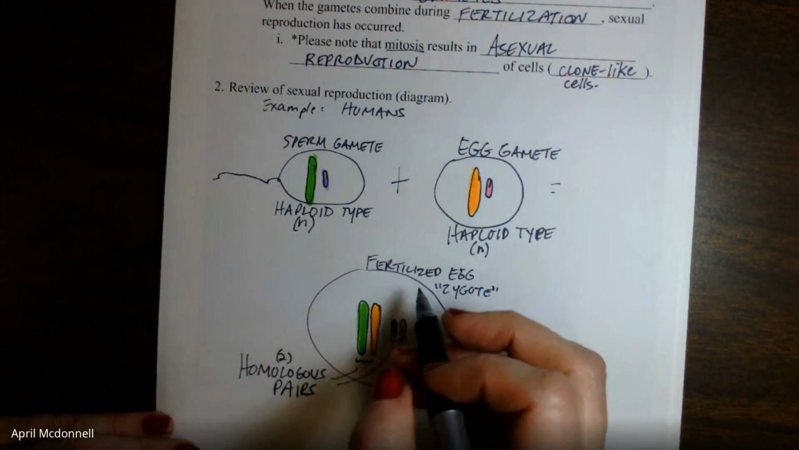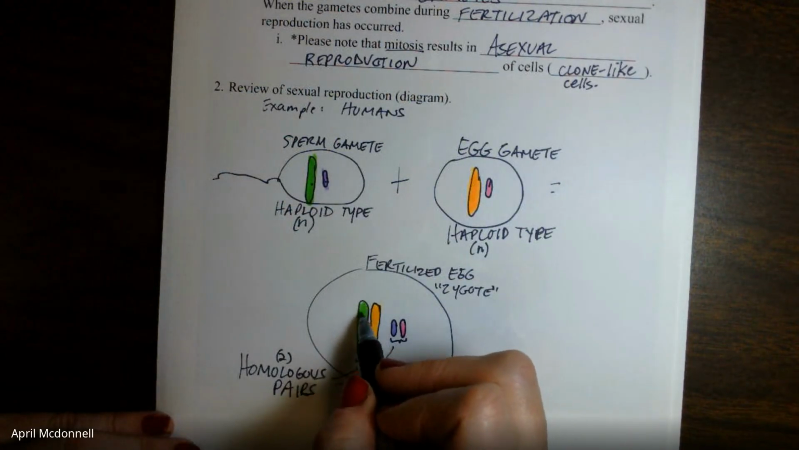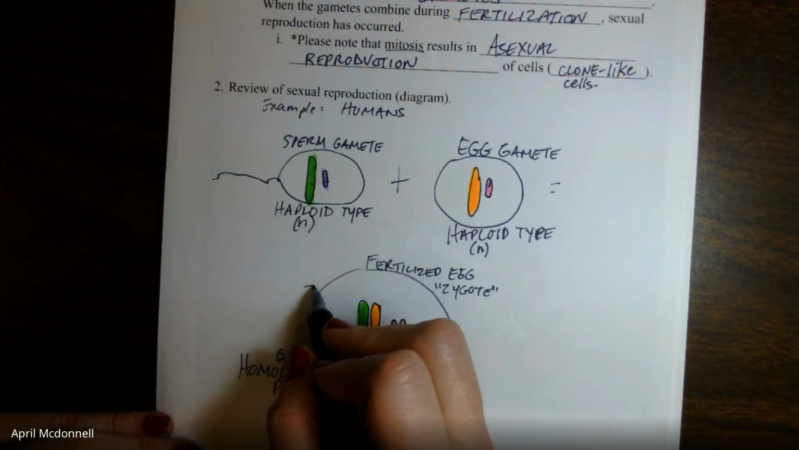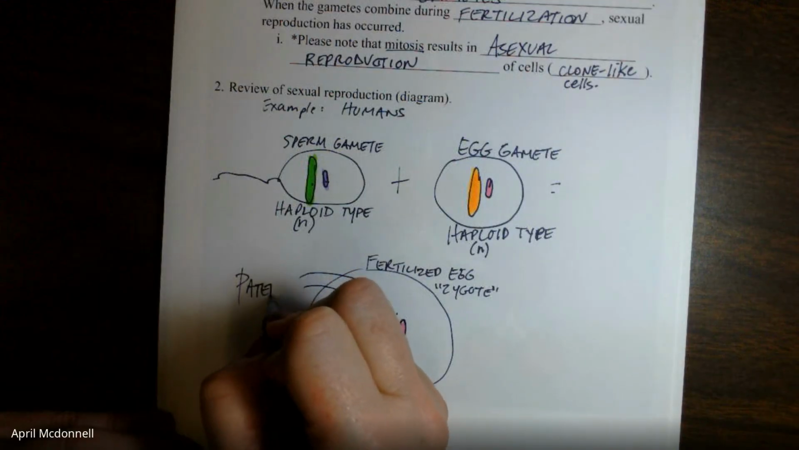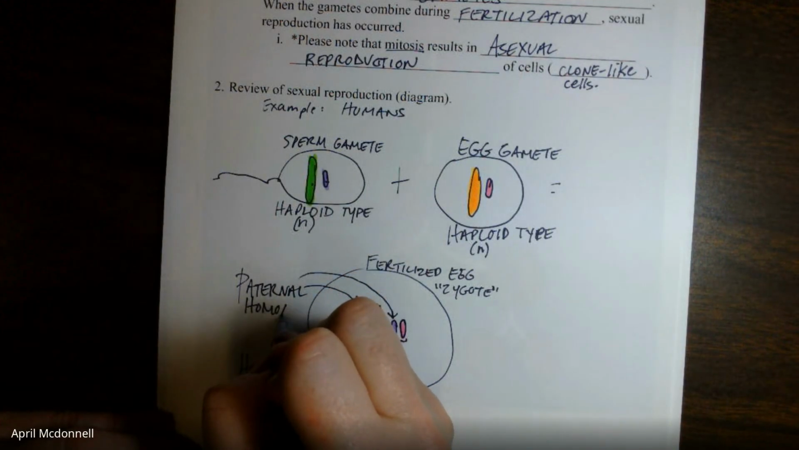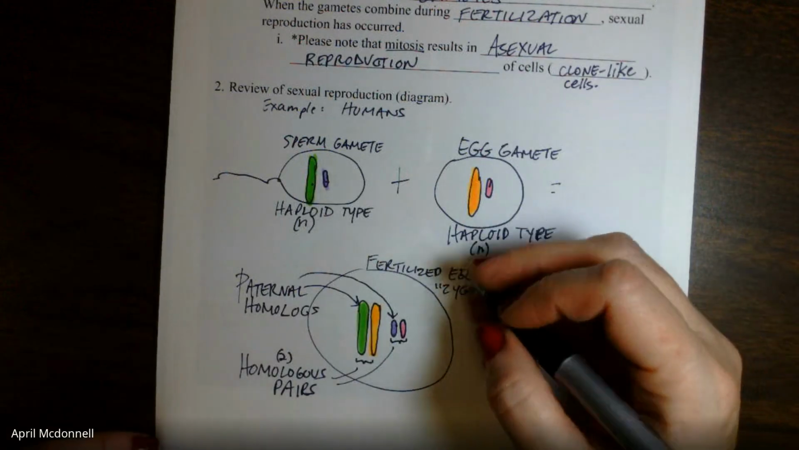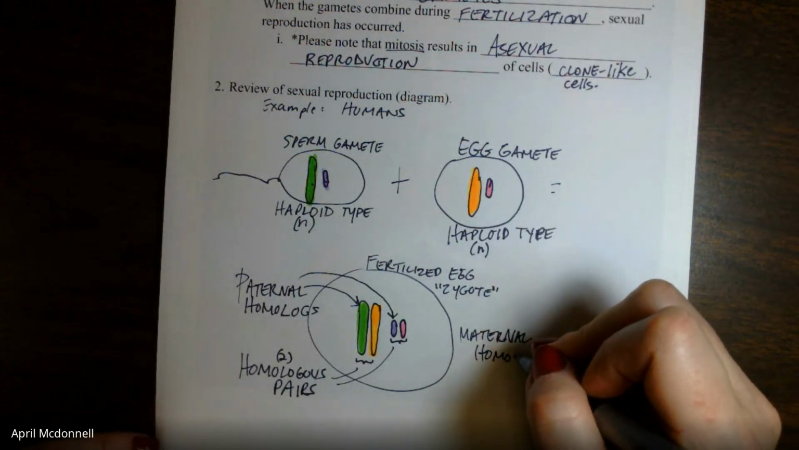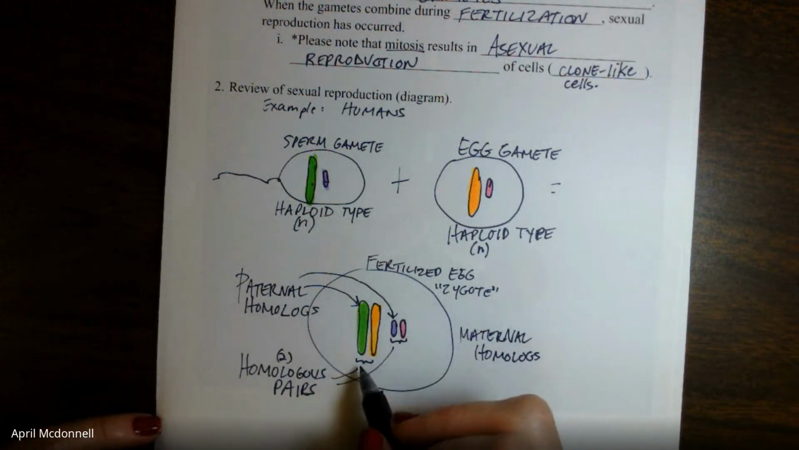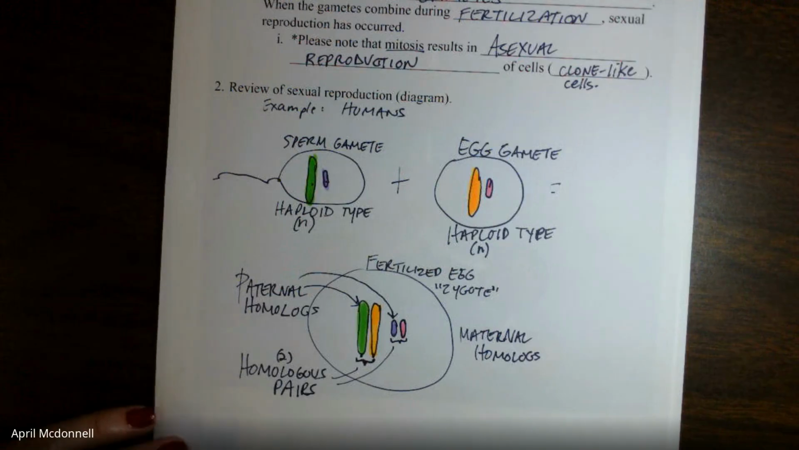So don't forget that we call these chromosomes, which the egg has inherited, the green and the purple chromosomes, those are called the paternal homologs. And then the other chromosomes that were inherited from the egg gamete are called the maternal homologs. So it appears that each pair is made of one paternal and one maternal homolog. And that forms a homologous pair of chromosomes.